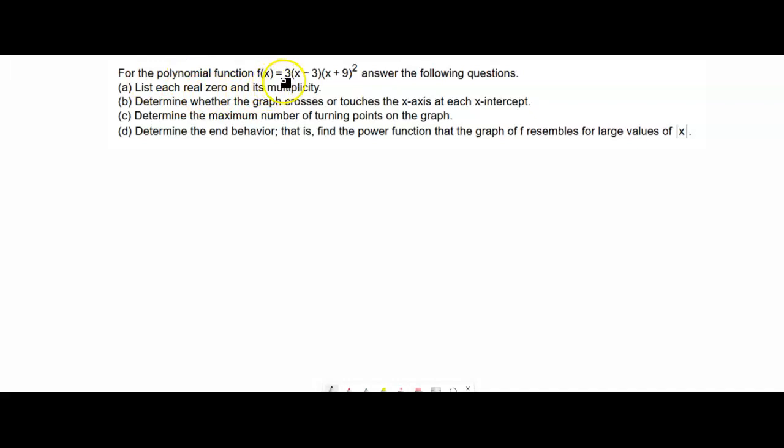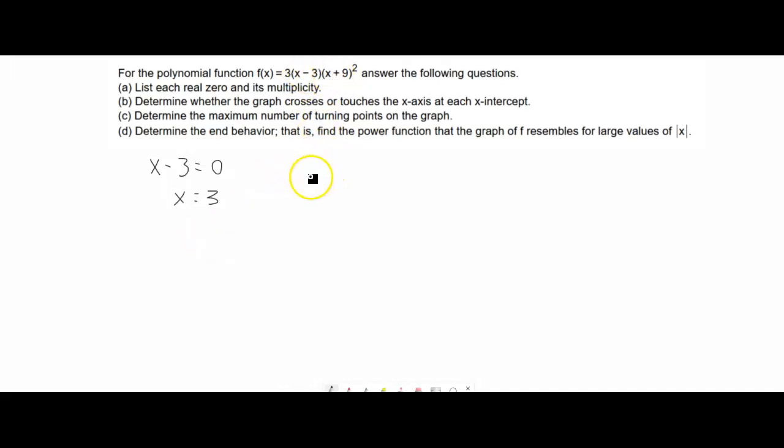It's nice that it's already in factored form for us, so we can just set each one of these factors equal to 0. If we set x minus 3 equal to 0, just add 3 to both sides, and we get x equals 3. It also asks for its multiplicity. This factor only appears once. Since there's no exponent, we assume an exponent of 1, so that one has a multiplicity of 1.